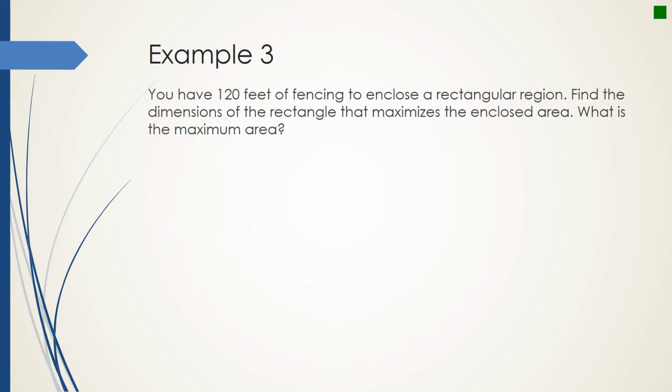All right, so in that last example, it states we have 120 feet of fencing to enclose a rectangular region. We want to find the dimensions of the rectangle that maximizes the enclosed area. And what is that maximum area? So we have a perimeter that's 120 feet. That's going to be 2 lengths plus 2 widths, which is going to be that 120. That's how we get our perimeter. And we want the length times the width, the area, to be at its maximum.